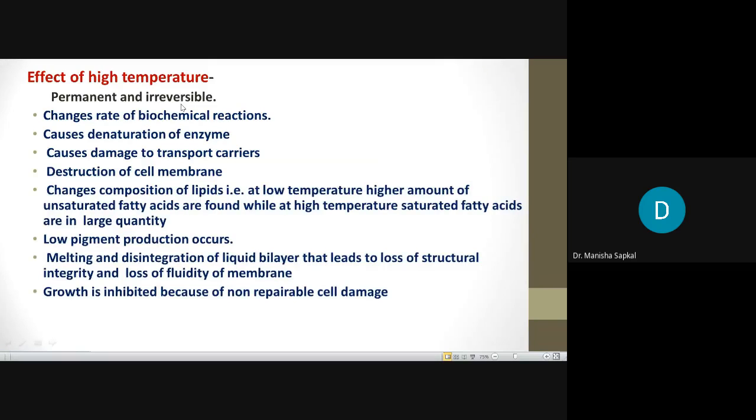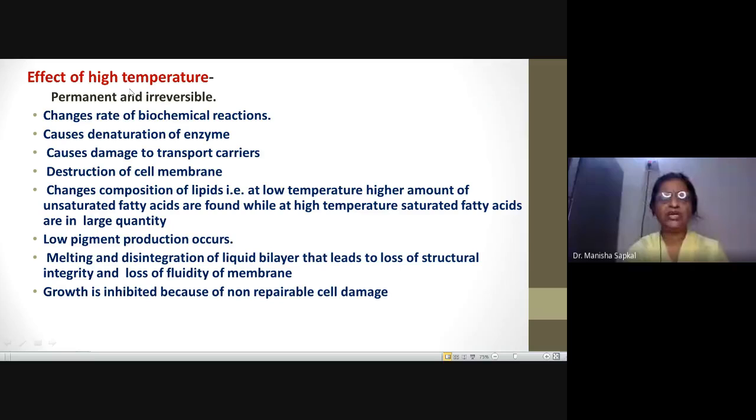As an example, suppose an organism has a growth temperature range from 15 to 45. 15 is its minimum. Not 45 actually, it is 65 or 70. So 15 to 70. Suppose the organism has a minimum of 15 and a maximum of 70 degrees Celsius. Now what happens beyond 70? If we raise the temperature to 80, 90 or 100 degrees Celsius, what is the effect of this high temperature?